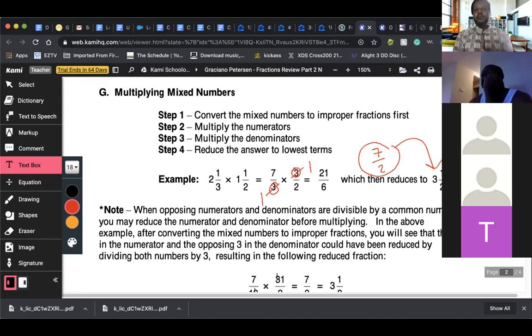Cross canceling, especially if you're new to it, might not seem natural, and that's okay. You don't have to cross cancel, because at the end, if you get a big number, all you do is reduce it, okay? But cross canceling just helps to save time if you're good at it. If you're not good at it, don't do it, because you don't want to spend time confusing yourself with the cross canceling if it doesn't work.